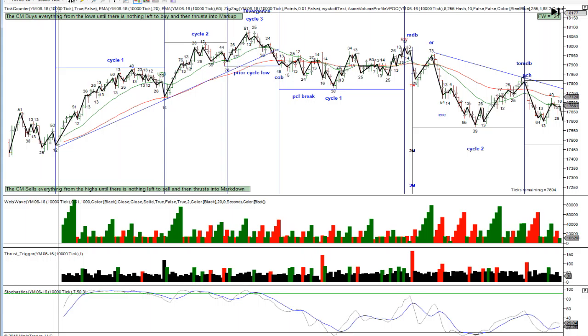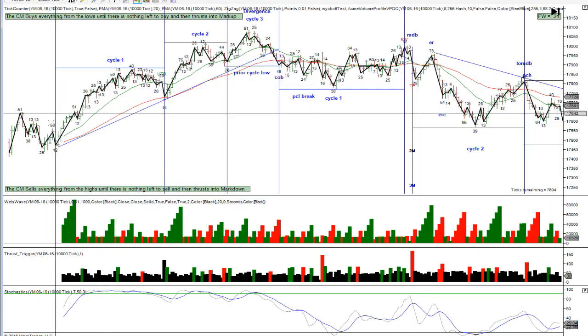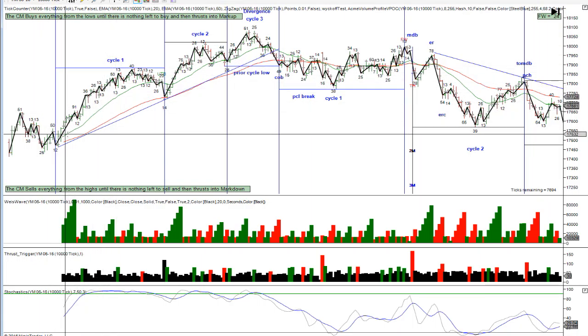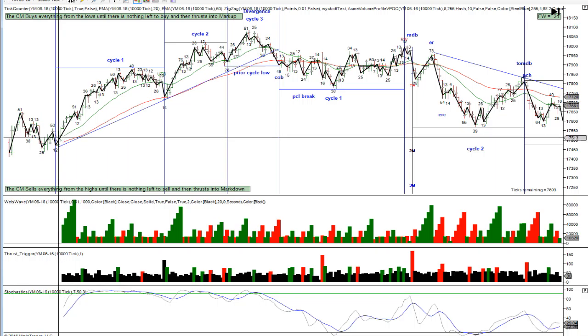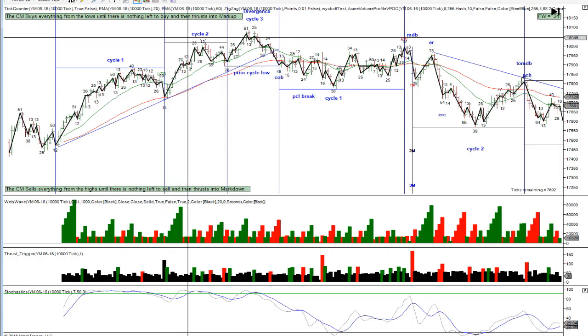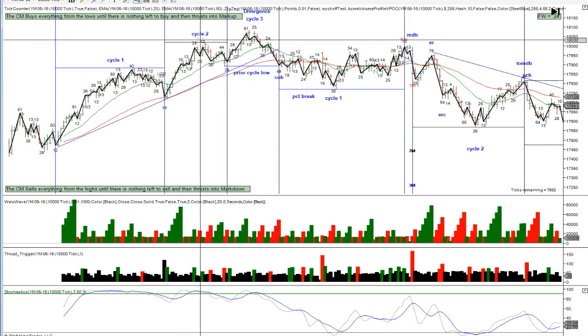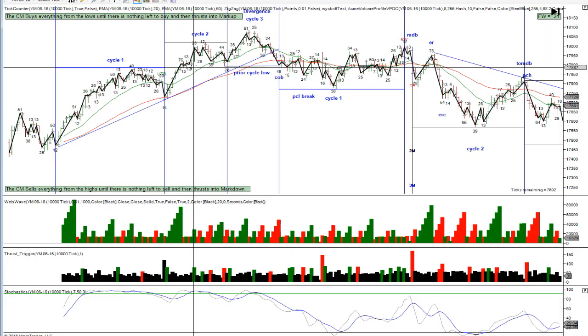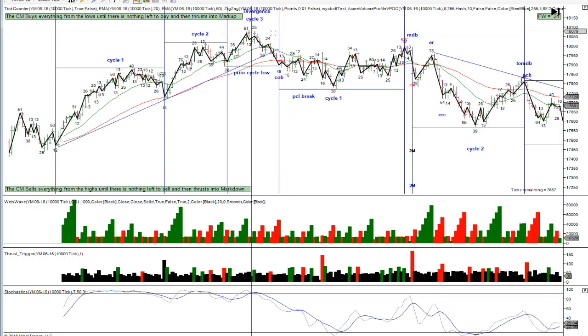So you can also look at cycles and see when the down cycles are greater than the up cycles. That means you have a turn, and vice versa. Anyway, the way you use cycles is you'll see this is the first cycle here, the second cycle here. You know this is the second cycle because it takes out the high of the first cycle. And finally you have the third cycle, which takes out the high of the second cycle.